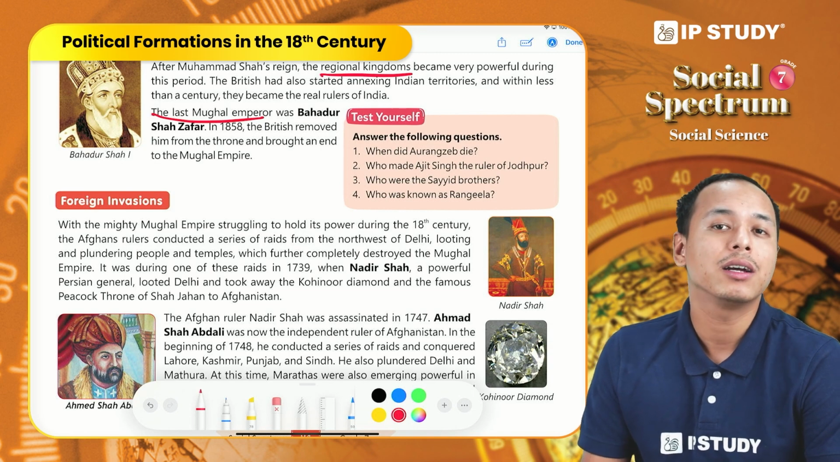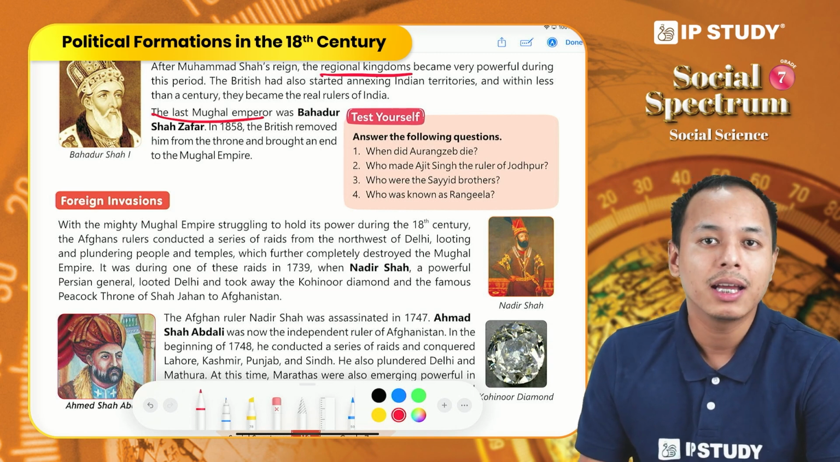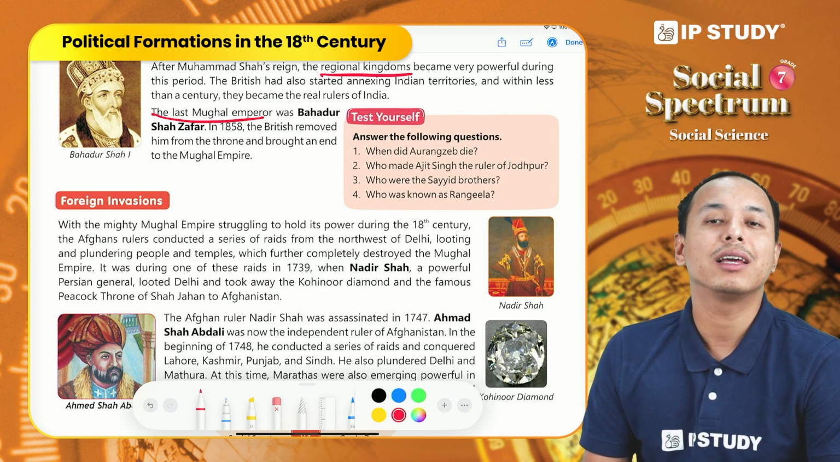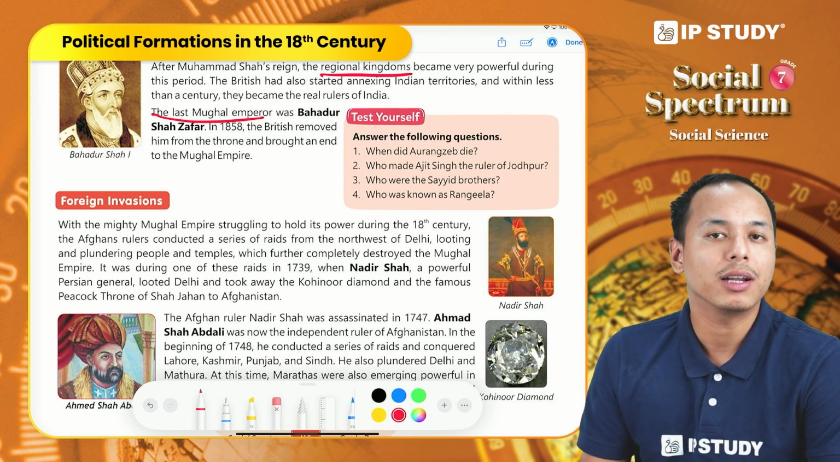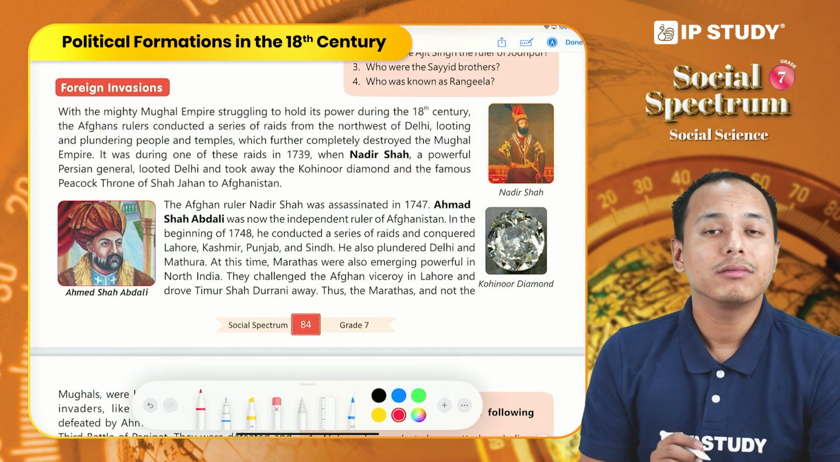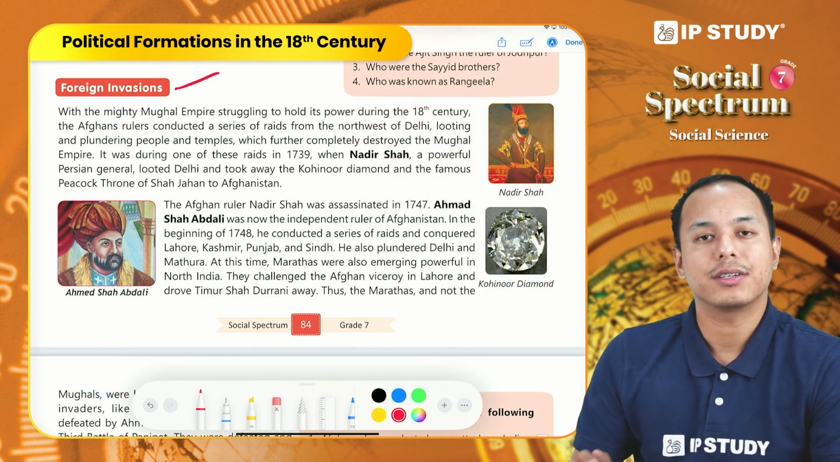It was the British, after the revolt of 1857, who removed Bahadur Shah and declared that there would be no further emperor in the Mughal Empire. Okay, this was the end of the great Mughal Empire. So now the next topic is foreign invasion.